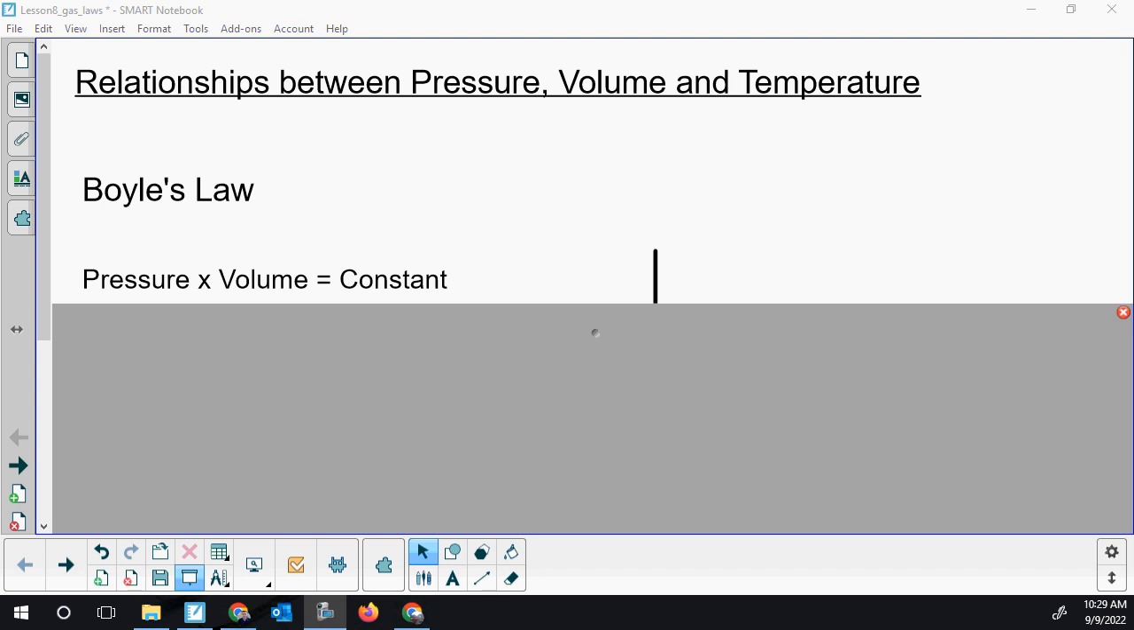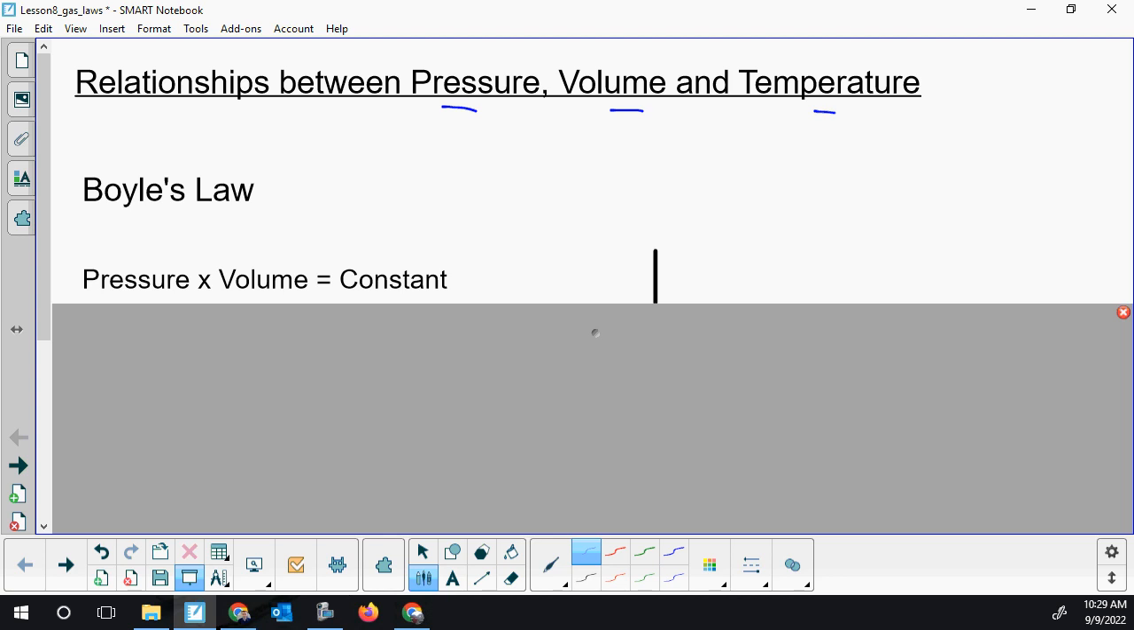So our first gas law relationship is going to be Boyle's. And by the end of our gas laws, we're going to be able to relate three variables: pressure, volume, and temperature, but we're not going to look at all three right away. Boyle looked at pressure and volume. And Boyle, hundreds of years ago, figured out that pressure times volume always equals a constant.